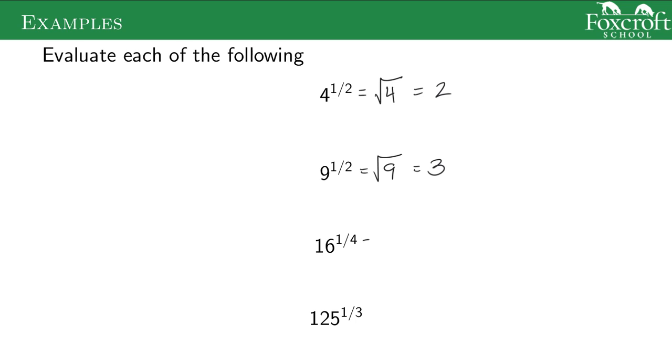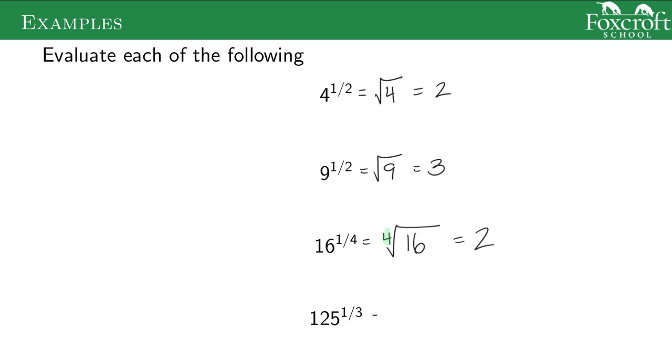16 to the 1/4. All right, now we have a 4 on the bottom, so this is where we do write the 4 for the root. So this is the 4th root of 16. Remember, this is what you're multiplying by itself 4 times, because of that 4 there. What do I multiply by itself 4 times to get 16? Always start with the smallest number, 2. 2, 4, 8, 16. So it is 2.